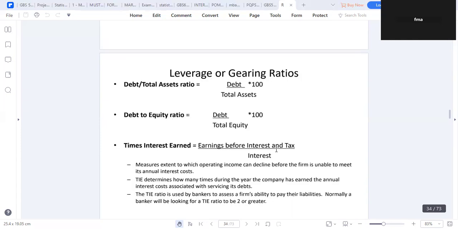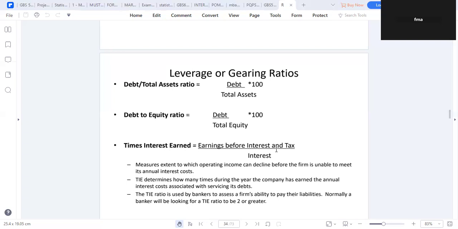So here are the formulas for gearing. We have the total debt to total assets ratio: we divide total debt by total assets times 100. We have the debt to equity ratio: we divide the debt by our total equity times 100. And we also have the times interest earned, which is earnings before interest and tax over interest.